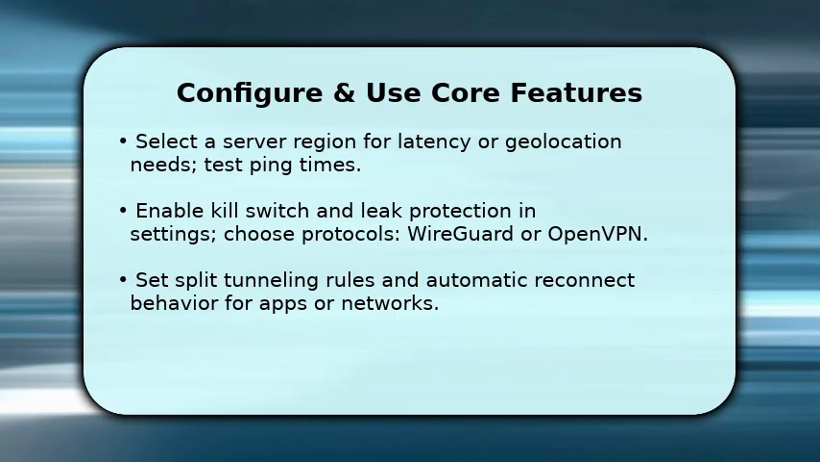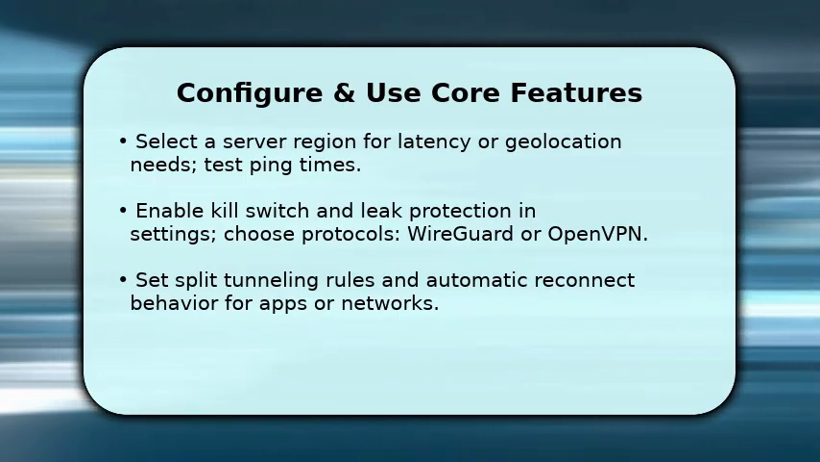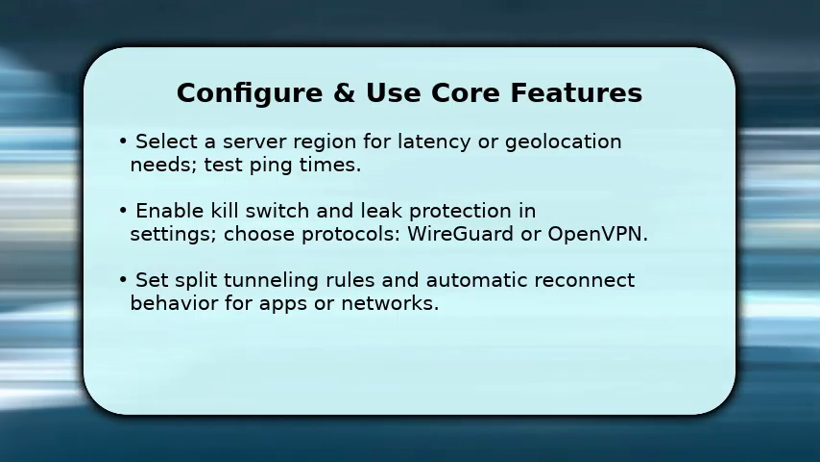Choose a protocol, WireGuard for speed, OpenVPN for compatibility, and set split tunneling so only specific apps route through Spy Penguin. Adjust automatic reconnect and startup preferences. Once configured, connect and verify your new IP and encrypted tunnel are active.